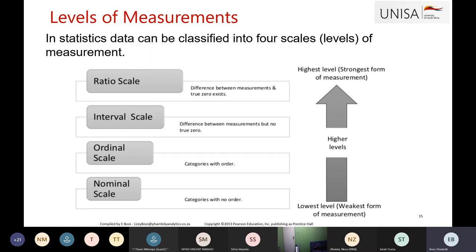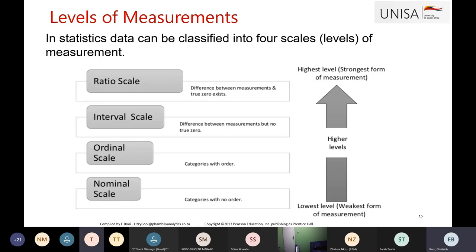We're just going to go straight into the levels of measurement. Levels of measurement define the highest order in terms of the variables that you have. The lowest levels of measurement are from your categorical, because there is not much that you can do with them. You just put them into categories and count how many there are within those categories.